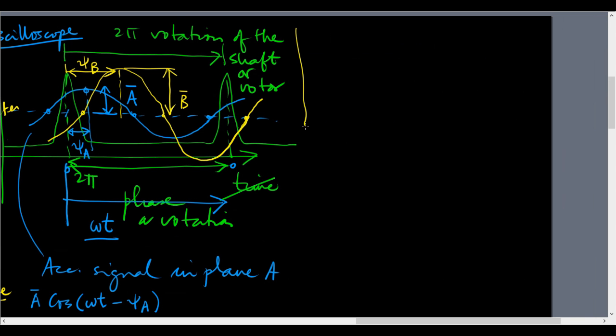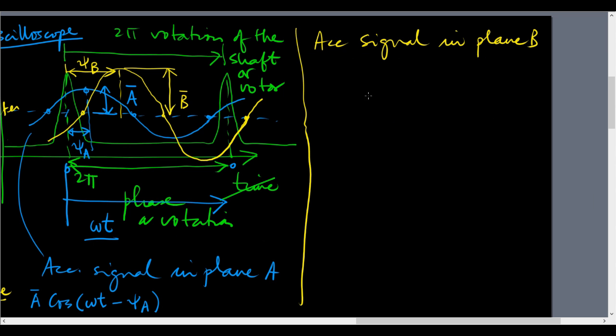In that case, the acceleration signal in plane B will be b bar cosine omega t minus psi b. Okay, so when omega t is 0, then I am behind, but when omega t has become equal to psi b, that means when omega t is here, that is when the cosine is maximum, it is b bar. Okay, so I have this measurement and I have this measurement.